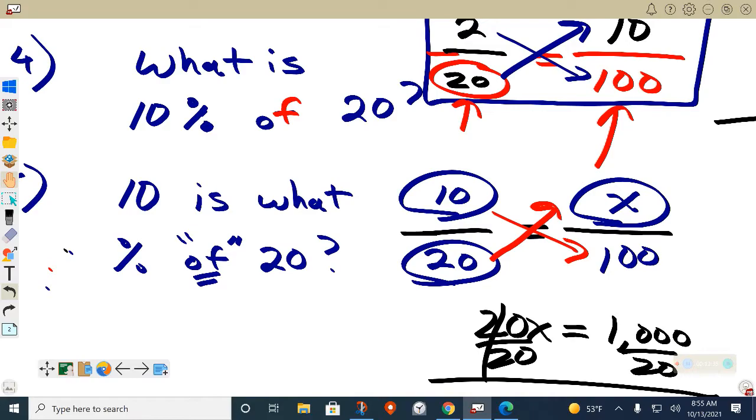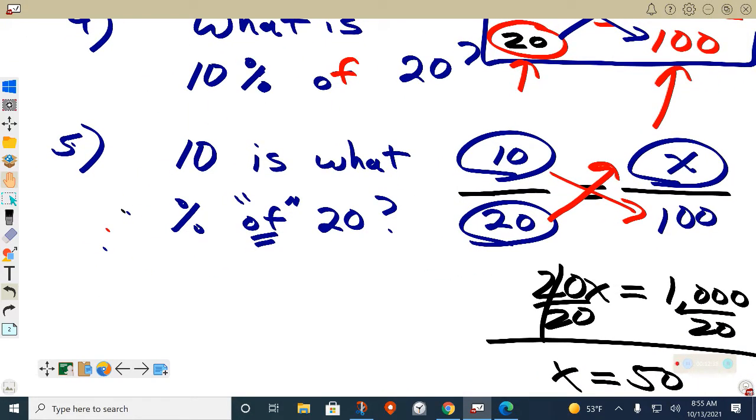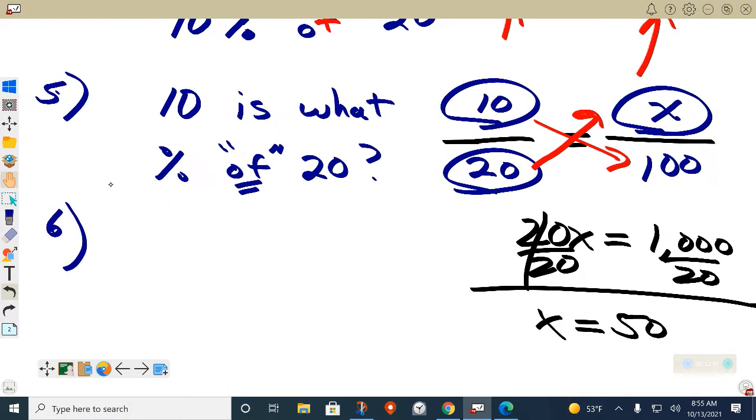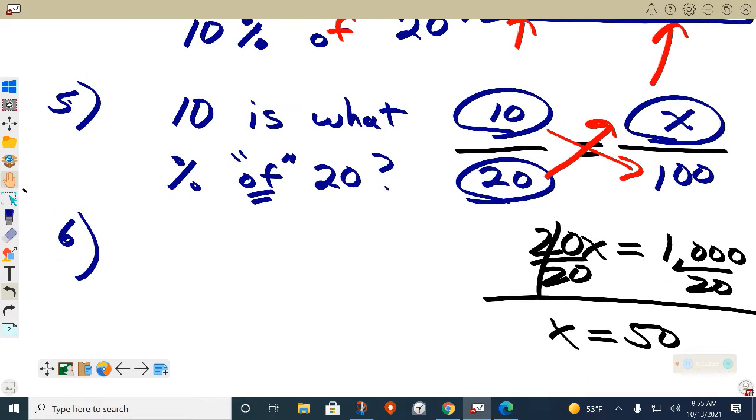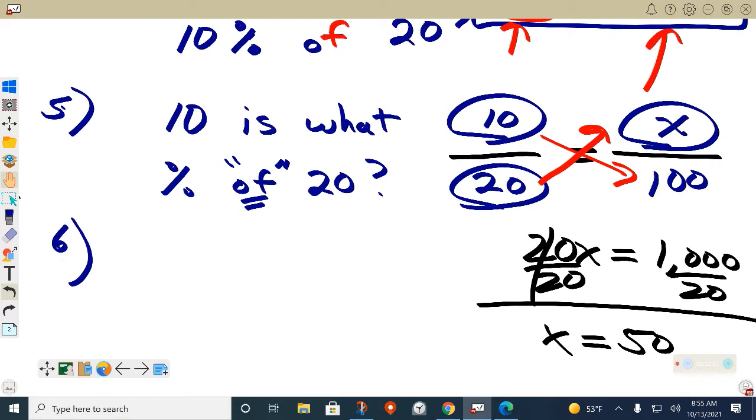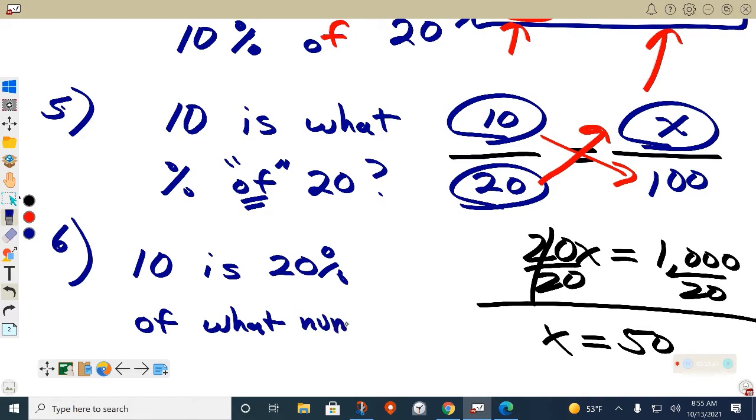Nice! It works. That formula works. Okay? Look at our last example now. Watch this. Number 6. Watch this. Ten is 20% of what number? I'm using the same numbers again. I'm just rewording it.